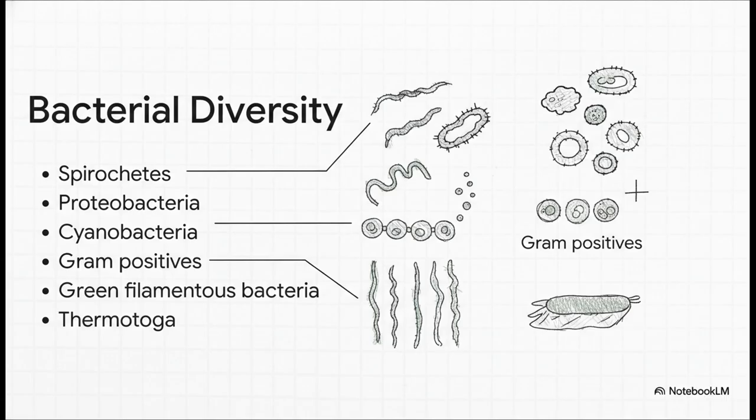You've got groups like the spiral-shaped spirochetes, which are famous for causing things like Lyme disease. Then you have the proteobacteria, a super versatile group that includes E. coli, but also bacteria that help plants pull nitrogen right out of the air. And you absolutely have to know about the cyanobacteria. These are the tiny heroes that first started pumping oxygen into our atmosphere, literally changing our planet and paving the way for all complex life.